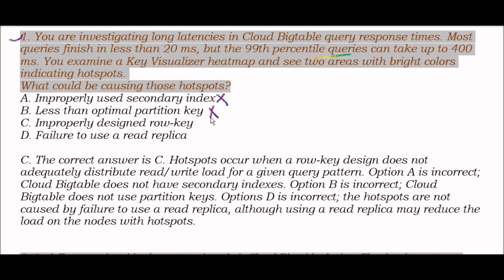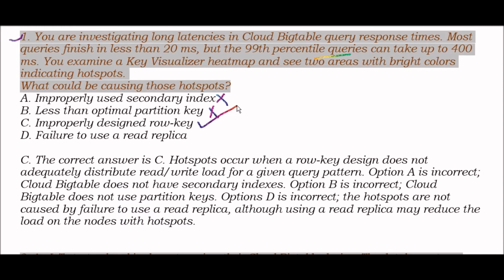Option C, improperly designed row key. Option C is correct because hotspots occur when a row key design doesn't adequately distribute read and write load for a given query pattern. So here option C is correct.